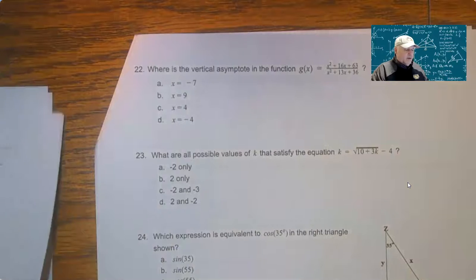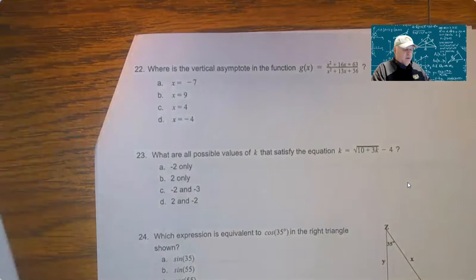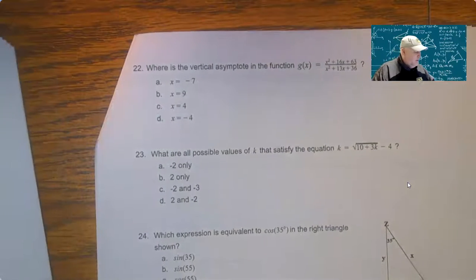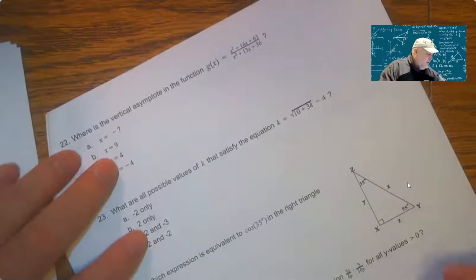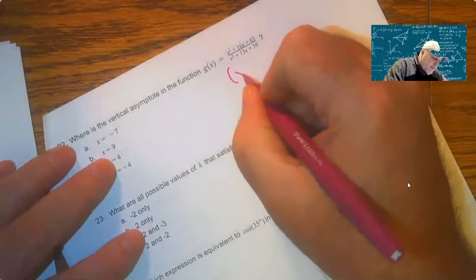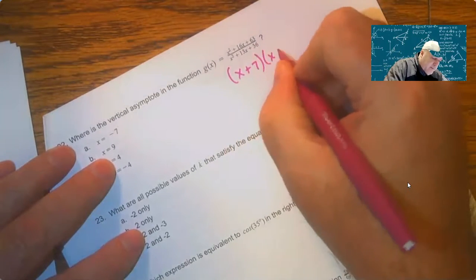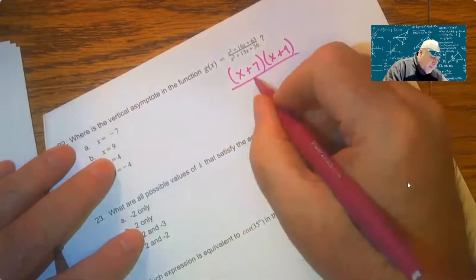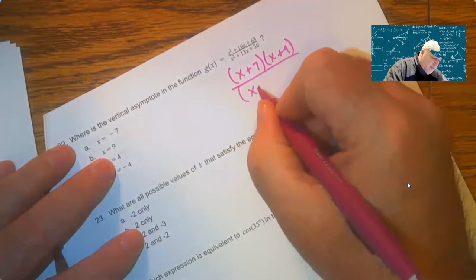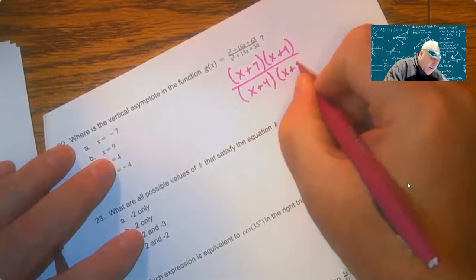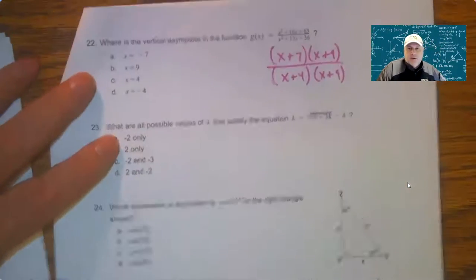Which of the following is the vertical asymptote? Where is the vertical asymptote in this function? So you need to really factor the top and the bottom. Here's the factoring of the top. So I'm assuming by doing these factorings quick that you know factoring very well.